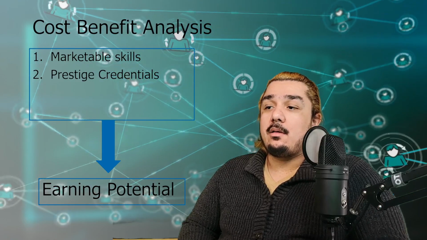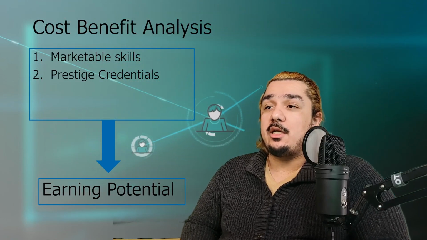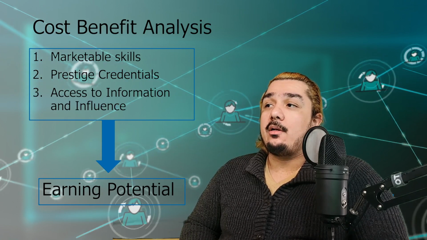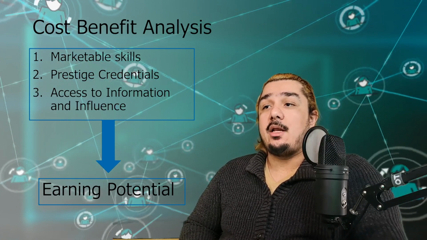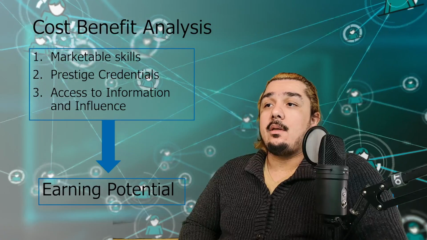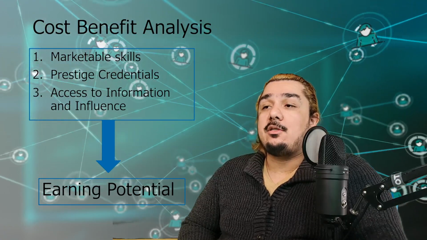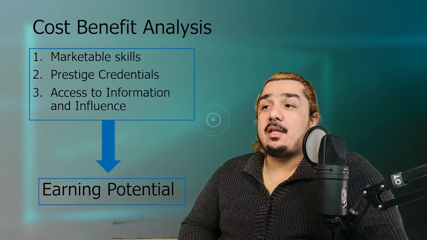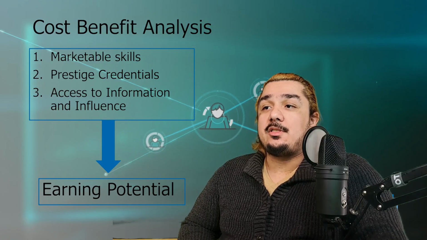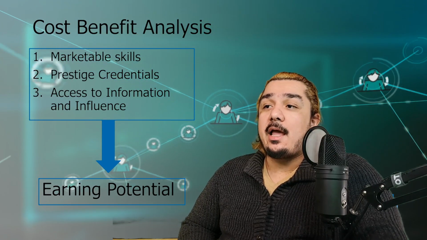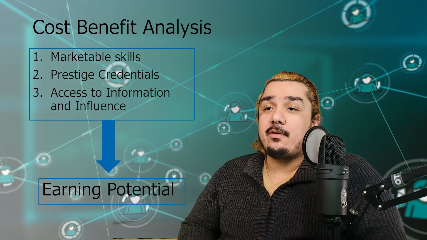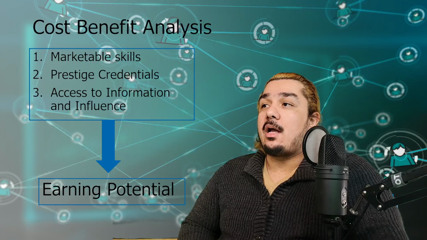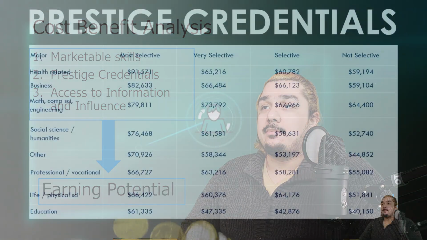Second, you also want to consider prestige credentials. We'll talk about this more in a moment. And third is your access to information and influence. Earning potential is not just tied to your marketable skills though, or your area of study. It's significantly impacted by the other 2 things, the prestige of the institutions you attend and your access to the network and influence that you gain while there. Let's talk a little bit deeper about prestige credentials.